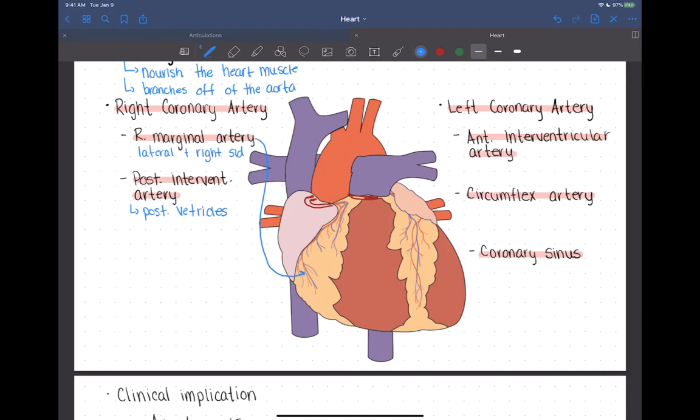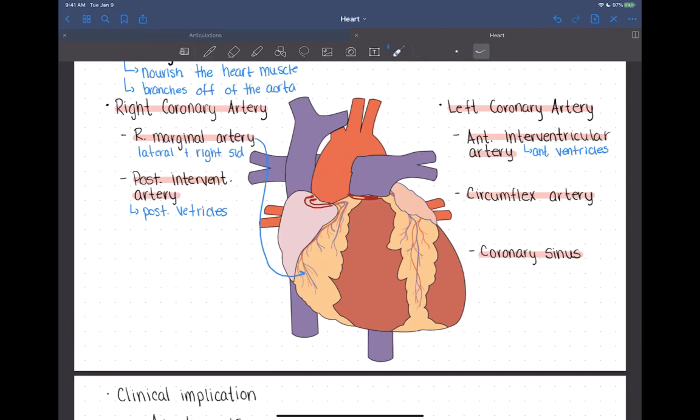Okay, so now the important vessels branching off of the left coronary artery. On the left side, we have a major coronary artery called the anterior interventricular artery. This is the major blood vessel that is going to send blood to the anterior ventricles. This is the artery, if you've ever heard of a widowmaker heart attack, that would be from a blockage in this blood vessel.